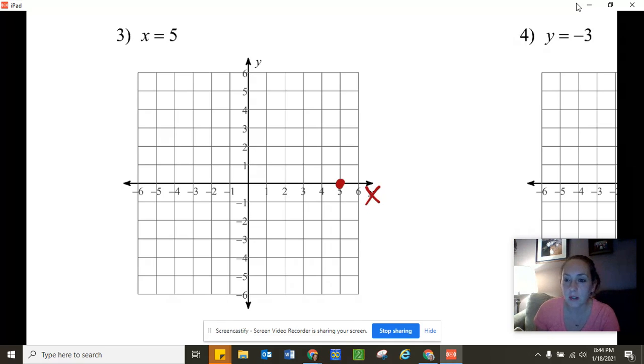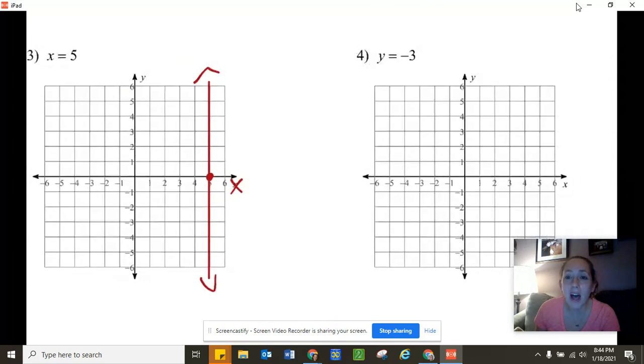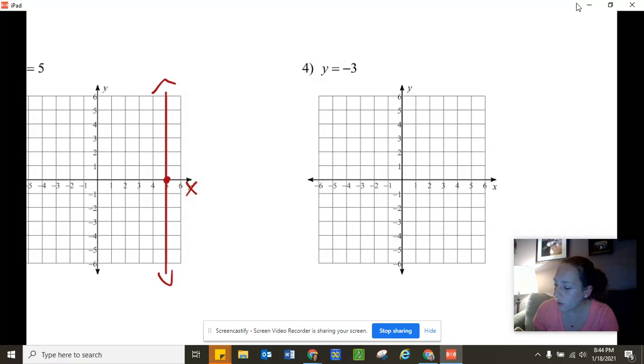So you go where x is 5, and you just make a vertical line, because it's literally just saying this line is all of the points where x is 5. Then if it's y equals a number, you go where the y-axis is -3 in this case. And it's a horizontal line, because that is just saying that this line includes all of the points where y equals -3. So people always forget those, so I like to throw those in and remind you every once in a while.